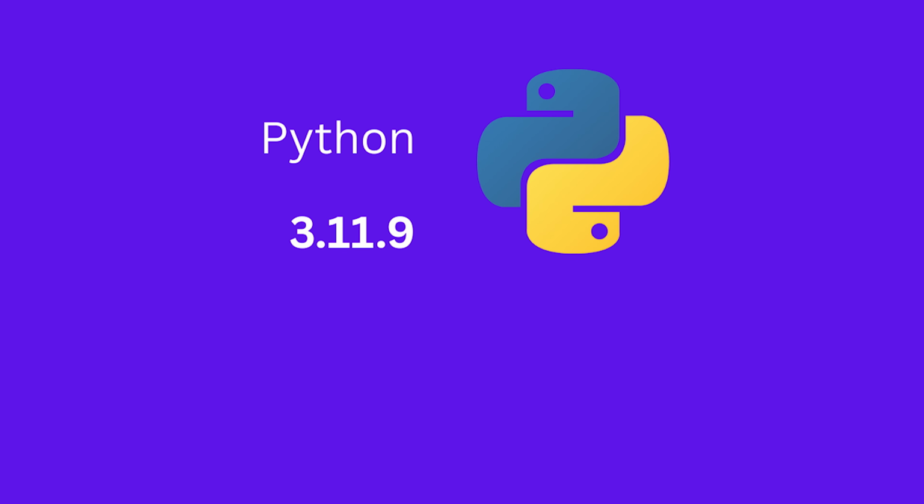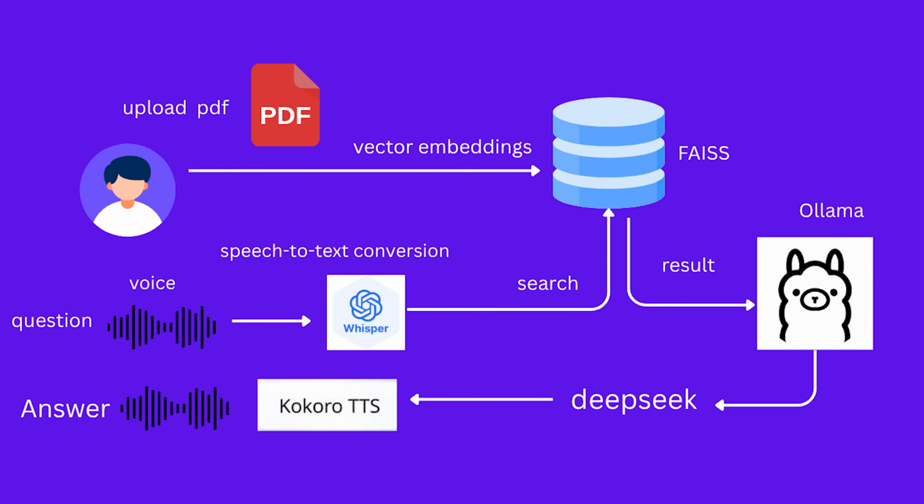The Python version that I used for this application is 3.11.9 because some of the libraries for text-to-audio and audio-to-text don't support the latest version of Python. Now we can check the basic architecture of this application. Let's understand how everything works together.